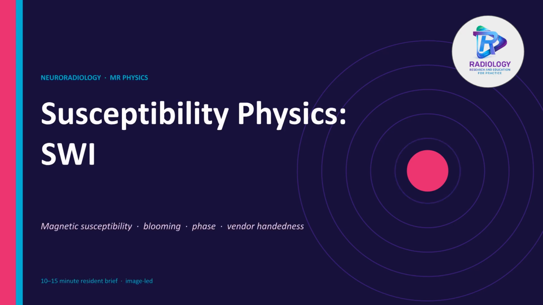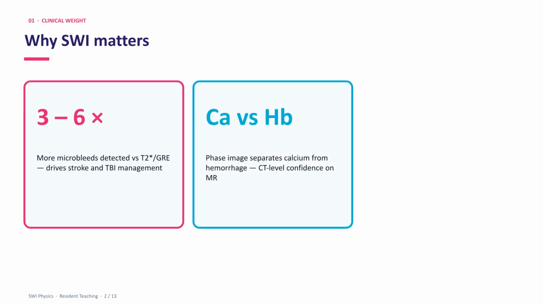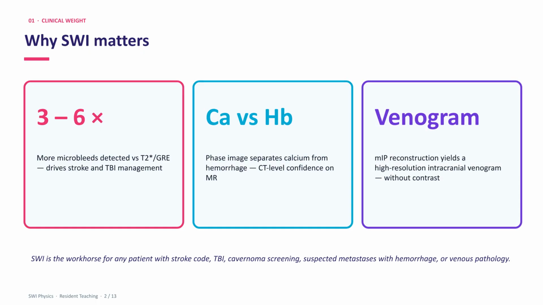This video will focus on the physics of magnetic susceptibility-weighted imaging, or SWI, for neuroradiology residents. SWI is crucial clinically for detecting up to 6 times more microbleeds than other sequences, helping with stroke and TBI management. It helps distinguish calcium from hemorrhage using phase information, providing CT-level confidence on MR. Additionally, SWI offers a high-resolution, non-contrast intracranial venogram.